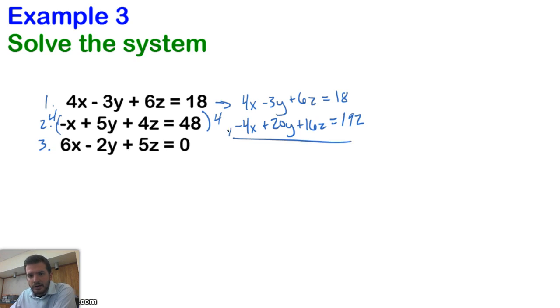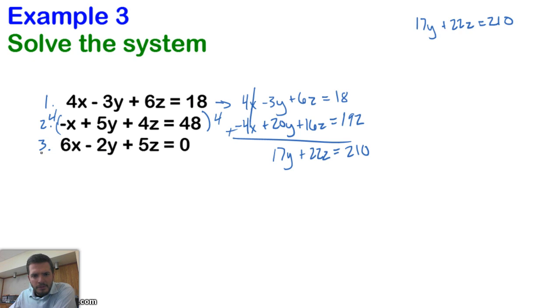I'm going to add everything. The x's cancel. So it's going to be 17y plus 22z equals 210. Looks good to me. That's our first one, so I'll write it up here: 17y plus 22z equals 210.